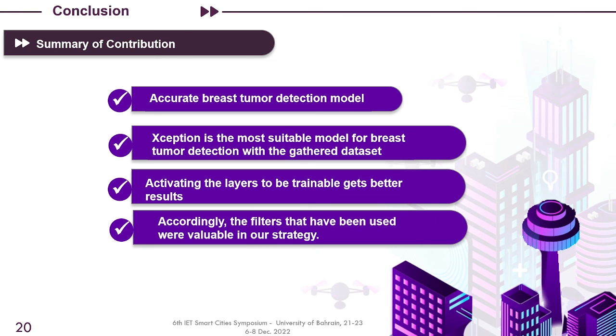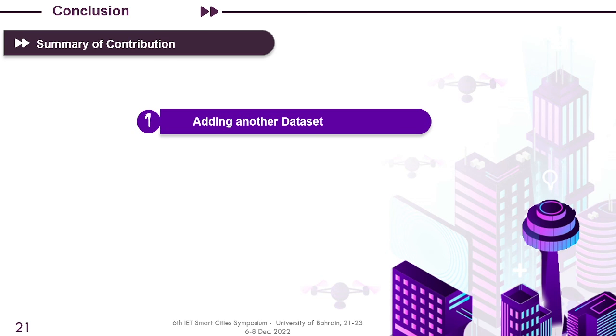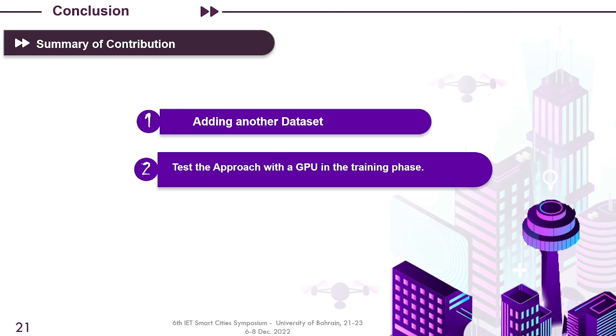And accordingly, the chosen filters in the pre-processing phase were well suited to our situation, putting our approach ahead of the existing ones. As for future perspectives, adding another database to the collected dataset may give better results, since using two achieved great results. We can, of course, test the proposed approach with a GPU in the training phase, since we just did the training with the CPU.